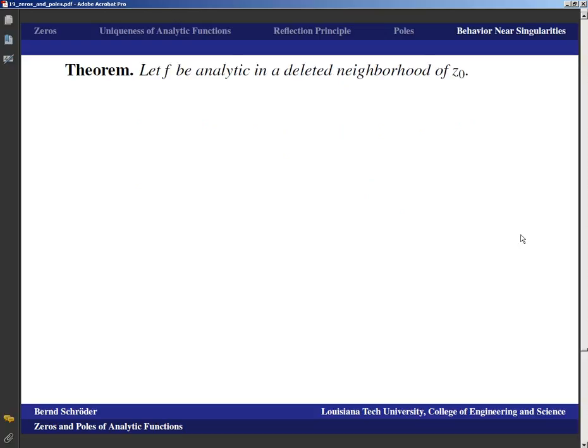Now let's take a look at the behavior near singularities. This is a more geometric consideration. That's what we're closing with in this presentation.